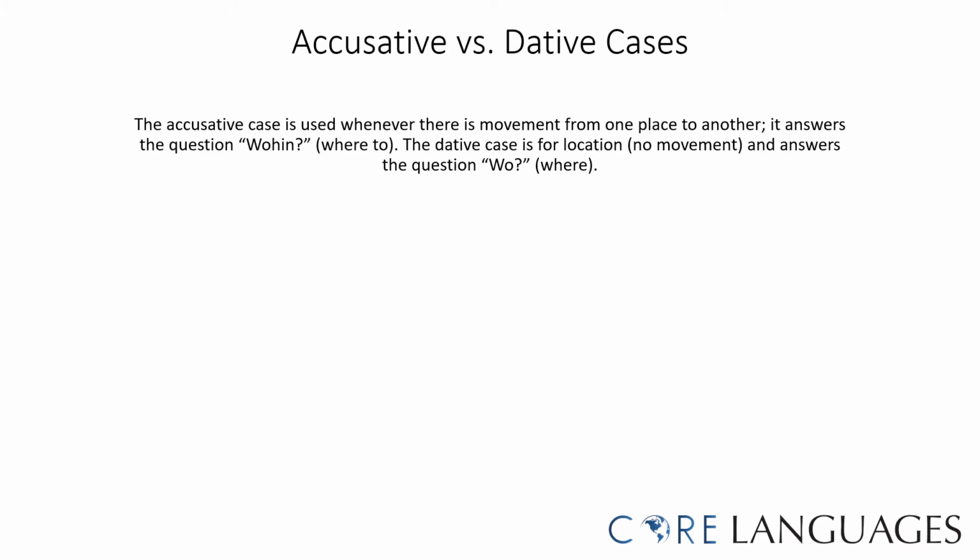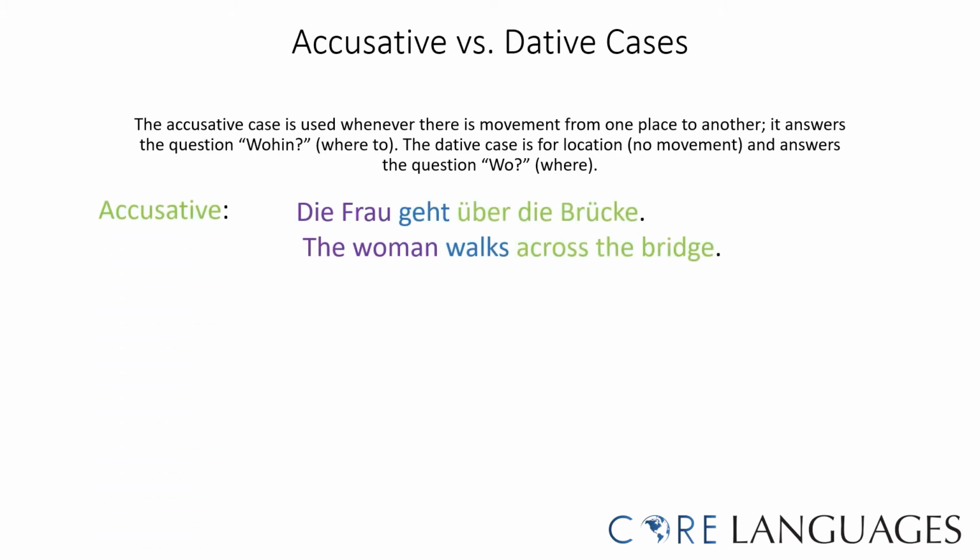The dative case is for location but no movement and answers the question, wo, where. So when we ask wo or where, the answer with the preposition will trigger the dative case. For example, die Frau geht über die Brücke. The woman walks across the bridge. Here the preposition is über and die Brücke is in the accusative case.